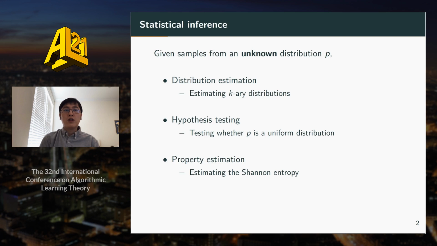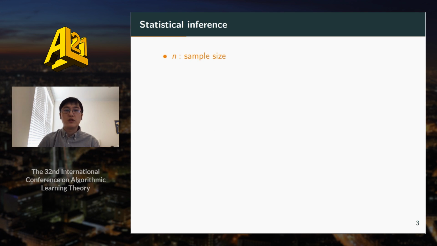The problem we look at is statistical inference, which lies in the following framework. Given samples from an unknown distribution, we want to infer the property of the unknown distribution. There are several examples. First, distribution estimation problems. Second, hypothesis testing problems. For example, we want to test whether the unknown distribution P is a uniform distribution or not. Third, property estimation problems. For example, we want to estimate the Shannon entropy of the unknown distribution.